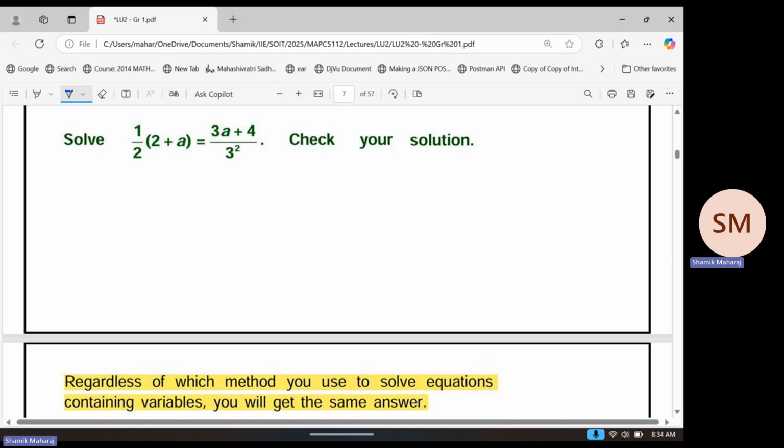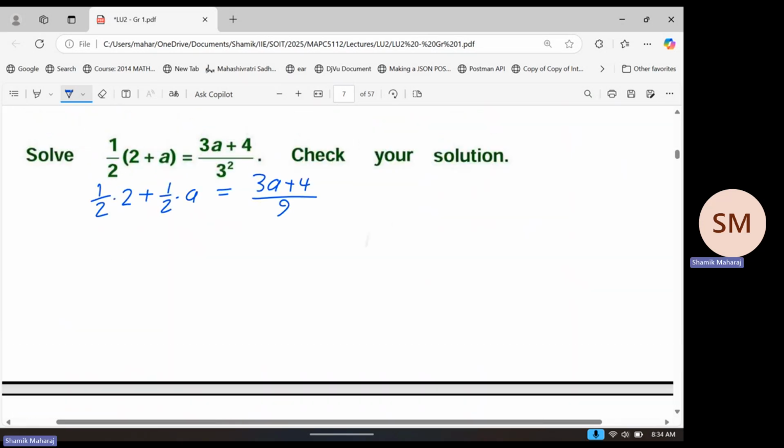So for me, the simplest way would be to open up the brackets on the left. That's the first thing we can do. All right, so doing that, this will become a half times 2 plus a half times a. And on this side, we can write (3a plus 4) over 9. And let me zoom in a bit because I might need to make more space.